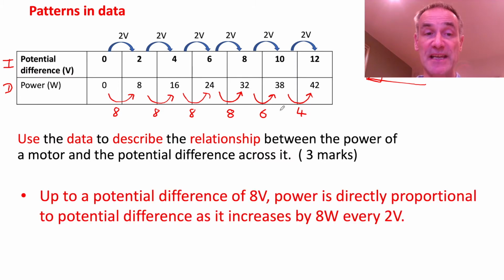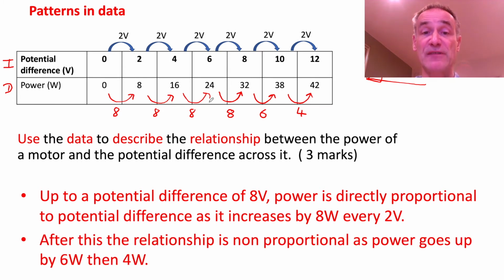So we can say up to a potential difference of 8 volts, power is directly proportional to potential difference as it increases by 8 watts every 2 volts. After this, the relationship is not proportional, or non-linear, as the power goes up by 6 watts, then 4 watts. So always remember to look at how much your dependent variable is going up by.